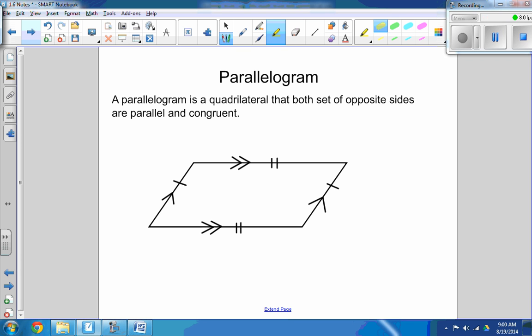Parallelogram. A parallelogram is a quadrilateral where both sets of opposite sides are parallel and congruent. So these sides are parallel and congruent. Notice the arrows and the tick marks indicating parallel, congruent. And then these sides are parallel and congruent. Notice I've only got 1 arrow on one set of lines, and 2 arrows on the other set of lines. So just like with different ticks for the congruence, you have to put a different number of arrows indicating which sides are parallel.